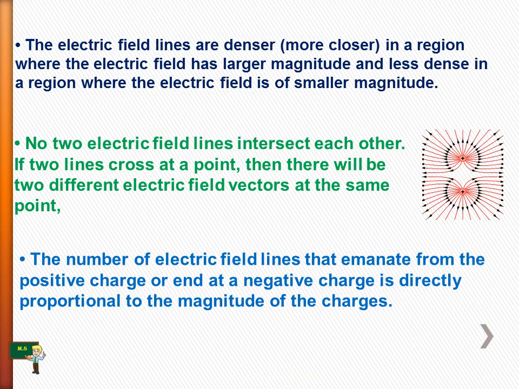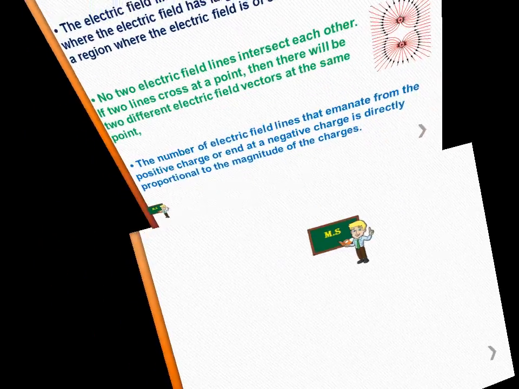The last point: the number of electric field lines that emanate from a positive charge or end at a negative charge is directly proportional to the magnitude of the charge, whether it's a positive or a negative charge, both are directly proportional to the magnitude.